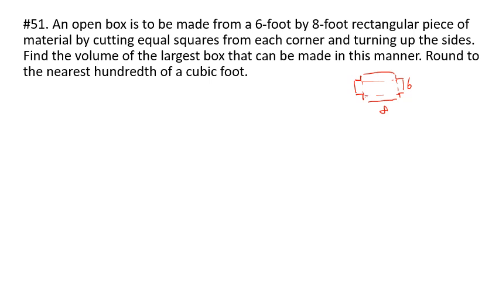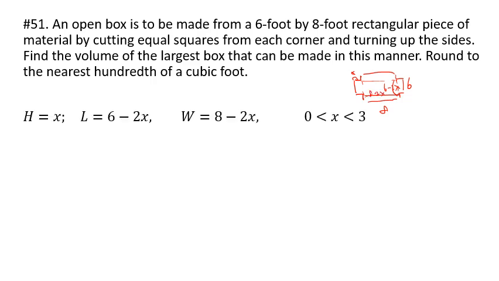Okay, so this is going to be my height, that is x. And this is my width, so 6 minus x minus x, so 6 minus 2x. And this is my length, so 8 minus 2x. So height is x, width is 6 minus 2x, length is 8 minus 2x. But x has to be positive, and it cannot be bigger than 3. If bigger than 3, this is going to be negative.